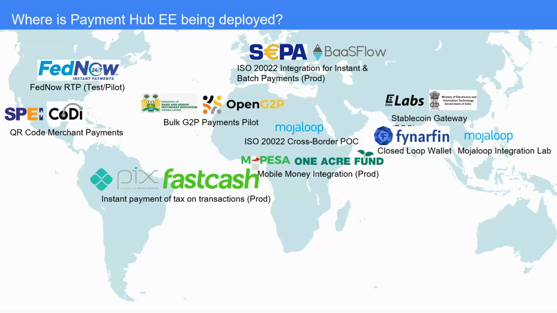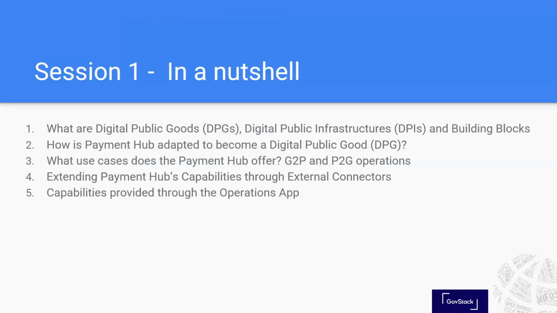The next slide. Yeah, so this is just an overview of what we've covered over here. What are the digital public goods? What are digital public infrastructures and building blocks? And how is Payment Hub adapted to become a digital public good so that it could work as a payment building block as per the requirements from the working group? And what use cases does the Payment Hub offer? We've looked briefly at the scenarios also for those use cases for G2P and P2G operations.